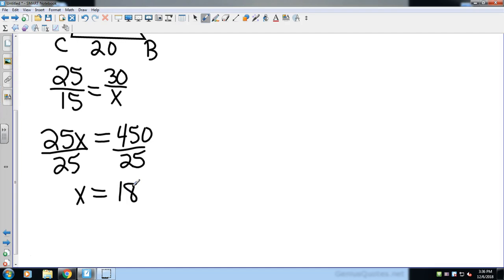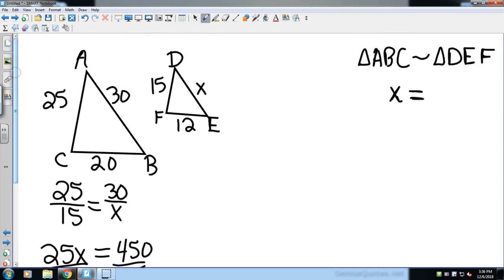And so now we could also find our scale factor. And the scale factor depends on which one you're going to. So let's call it a scale factor from ABC to DEF. Okay, we'll go from ABC to DEF. And so I'm going to take any of those.